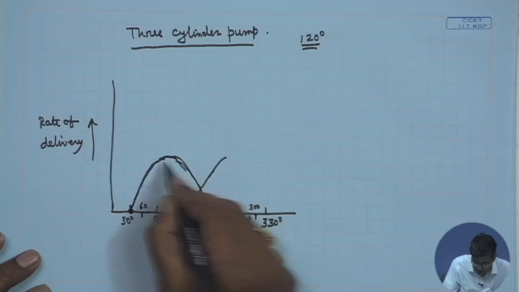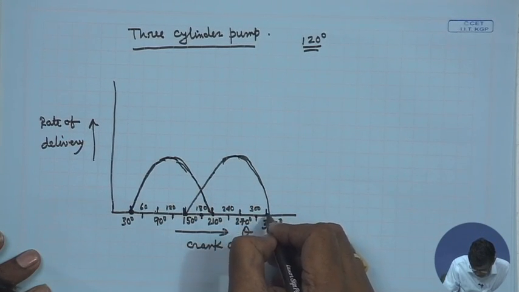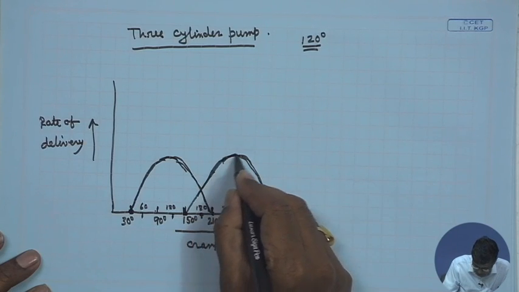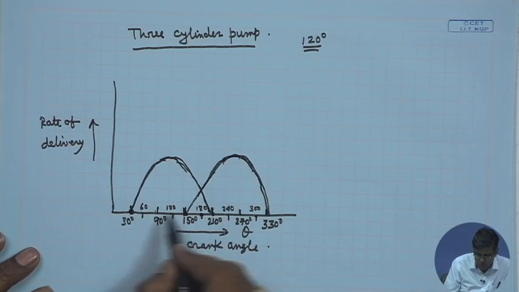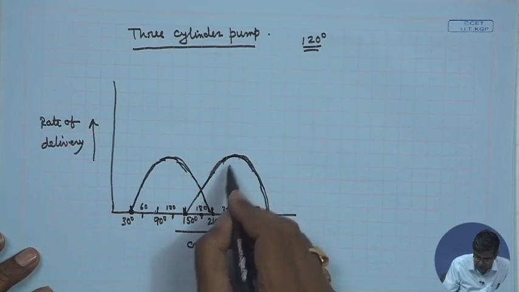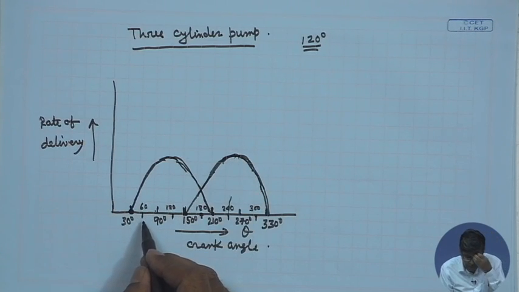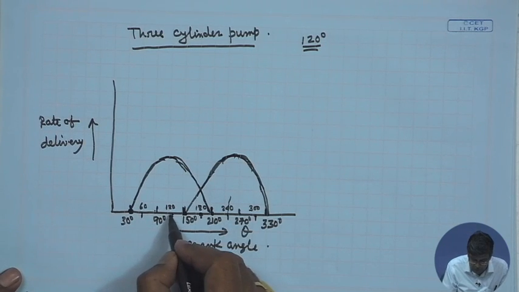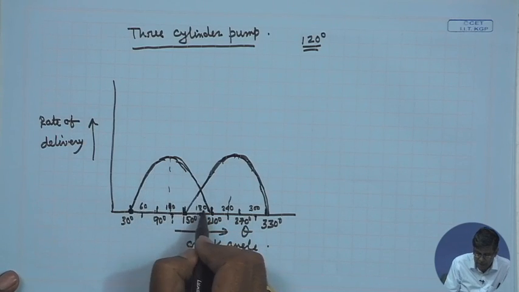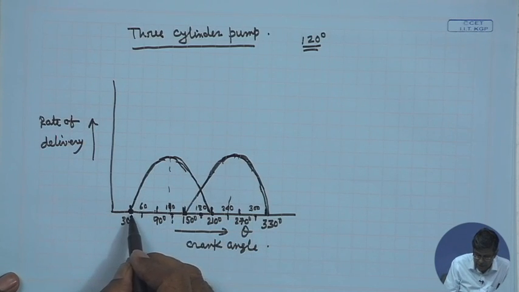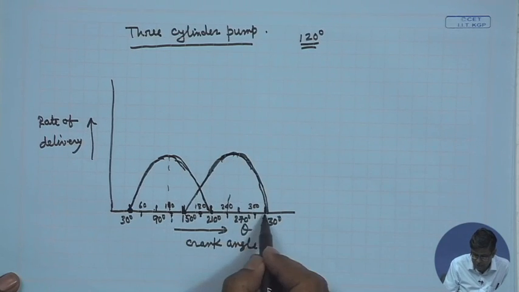Let us consider they are of the same type, the profile is the same, and they give this. So, this is in phase difference of 120°, and this maximum comes at 150 plus 90, 240, and here it comes at 30 plus 90, that means 120. This is the discharge profile of one cylinder whose delivery stroke is 30 to 210, and 120° phase lag, 150 to 330.